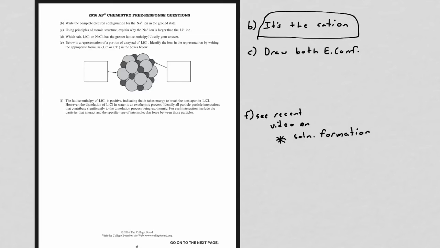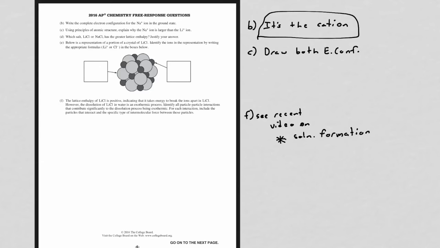Below is a representation of a portion of lithium chloride. Identify the ions in the representation by writing the appropriate formula. Look, you should be able to figure out which one's the big one and which one's the small one. Okay, that's what they're getting at here, obviously. Either lithium is the smaller of the two or chloride's the smaller of the two.